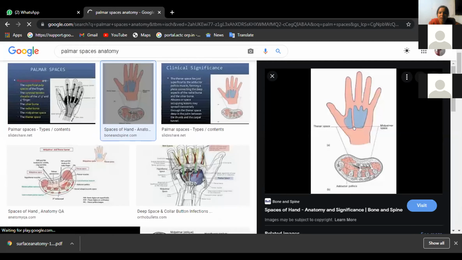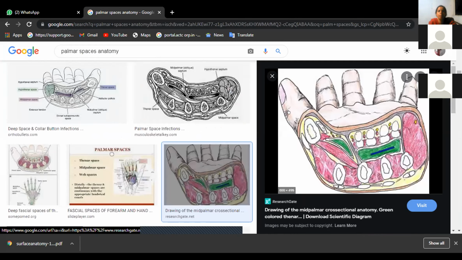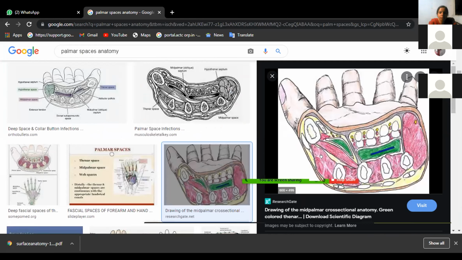So like that, in the middle of the palm we have the mid palmar space, and towards the thumb we have the thenar space. Okay, so between the muscles. Now if you see this picture, this is actually the whole palm, and if you can understand this picture you will understand everything. I'll try to make you understand so that the concept becomes clear.